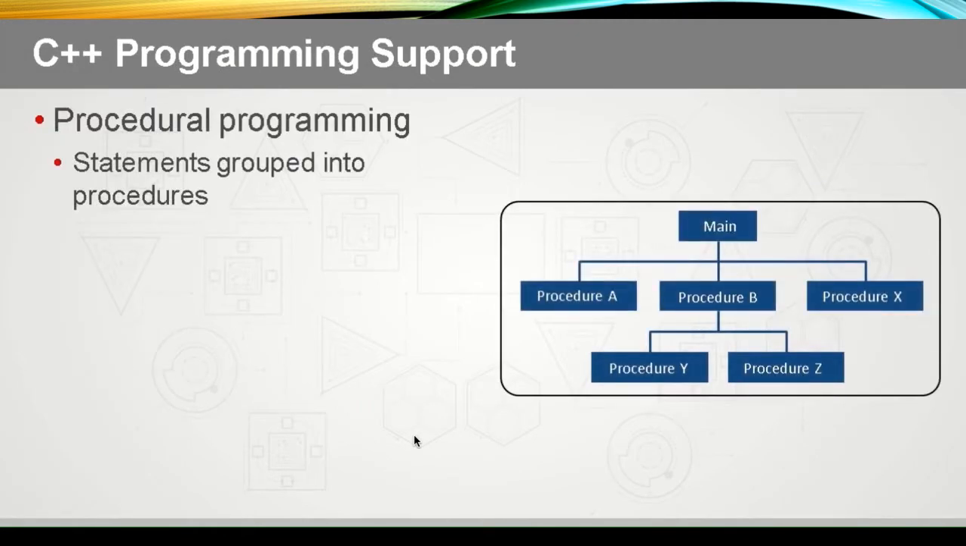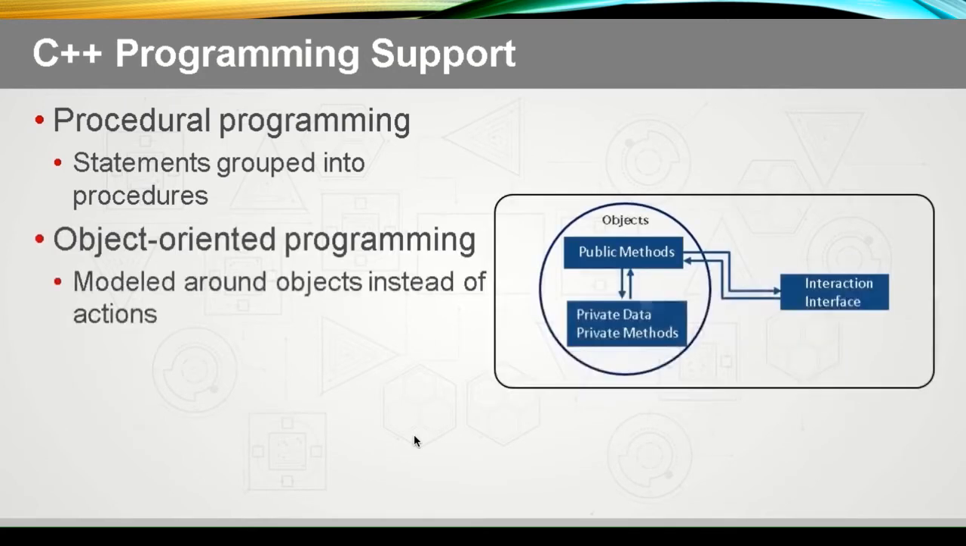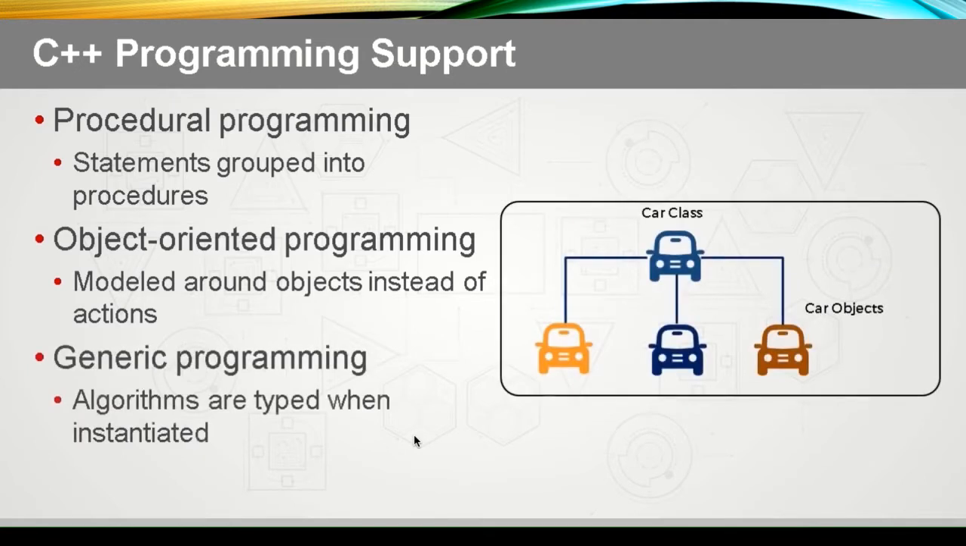Now you can write C++ procedurally just as you would C. Although you would miss much of its power, it's perfectly valid. C++ supports many approaches and styles, including procedural programming. You can do object-oriented programming, so it's modeled around objects instead of actions. We have object hierarchies, encapsulation, inheritance, and polymorphism. We also have generic programming, so we have algorithms that are typed when they're instantiated, methods that can operate on a variety of types, including C++ templates.